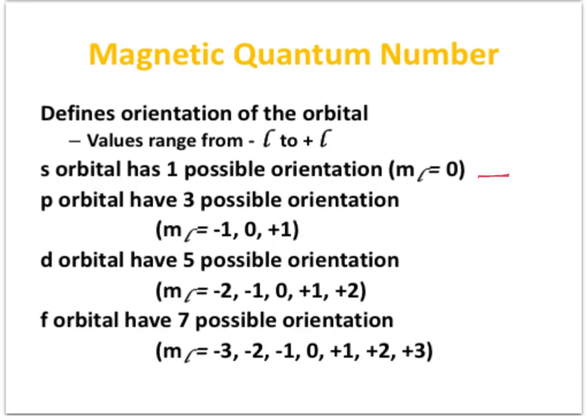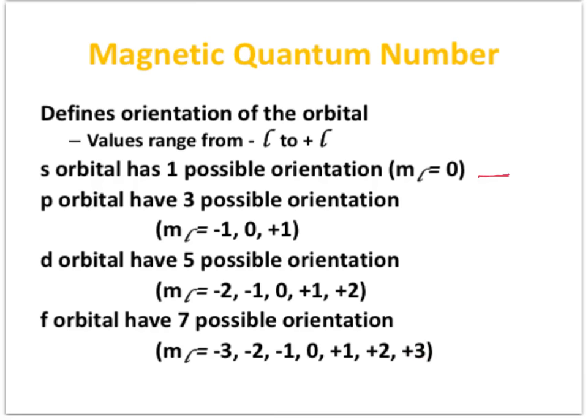Same thing with the d orbital. The l value is 2, so the m sub l value can range from -2 all the way to +2. And then when we get to the f orbital, the l value is 3, so m sub l ranges from -3 to +3. So we can have 7 possible orientations.